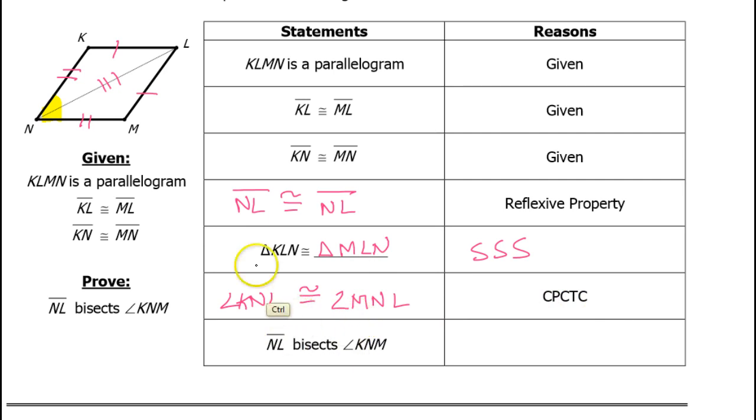So that leads us to be able to say that NL bisects this angle, because that's the definition of angle bisector, that you're splitting the angle into two congruent parts. So NL does bisect angle KNM by the definition of angle bisector.